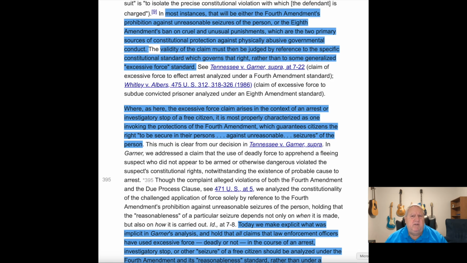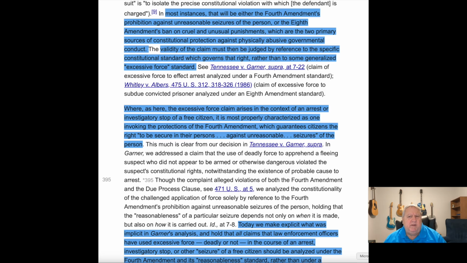This much is clear from our decision in Garner. In Garner, we addressed the claim that the use of deadly force to apprehend a fleeing suspect who did not appear to be armed or otherwise dangerous violated the suspect's constitutional rights notwithstanding the existence of probable cause to arrest. Although the complaint alleged violations of both the Fourth Amendment and the Due Process Clause, we analyzed the constitutionality of the challenged application of force solely by reference to the Fourth Amendment's prohibition against unreasonable seizure of the person, holding that the reasonableness of a particular seizure depends not only on when it is made, but also how it is carried out.